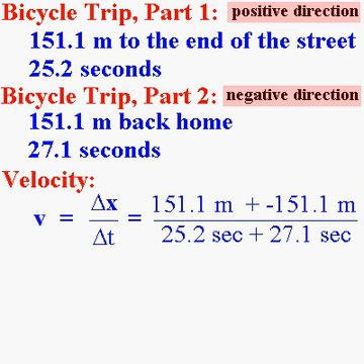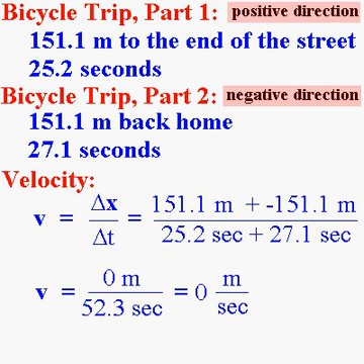When we work out the numbers, we find that the displacement is 0. Why? Well, you ended up back where you started. So your net displacement is 0. The change in time is still 52.3 seconds, but 0 divided by anything is still 0. So your average velocity over the entire trip is 0 meters per second.